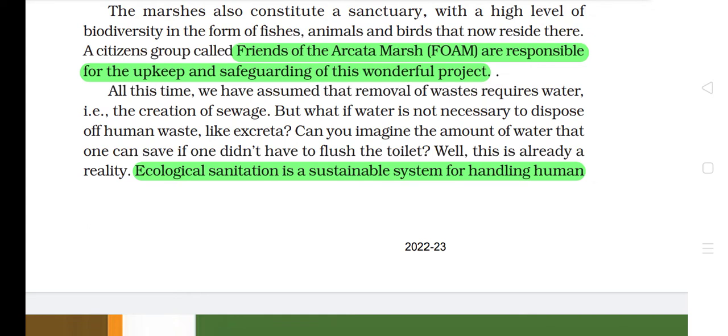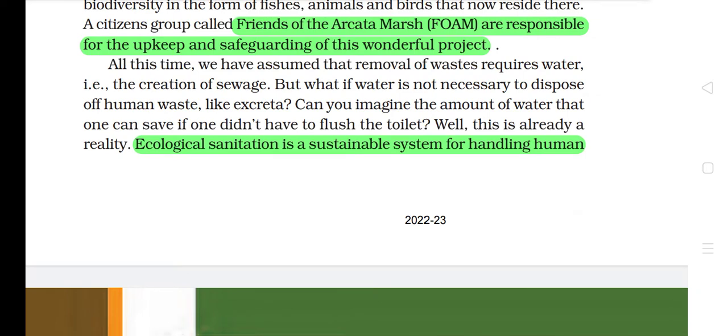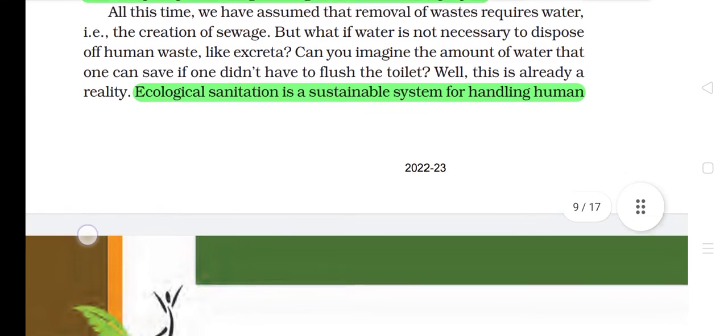All this time, we have assumed that removal of waste requires water, that is, the creation of sewage. But what if water is not necessary to dispose of human waste like excreta? Can you imagine the amount of water that one can save if one did not have to flush the toilet? Well, this is already a reality.